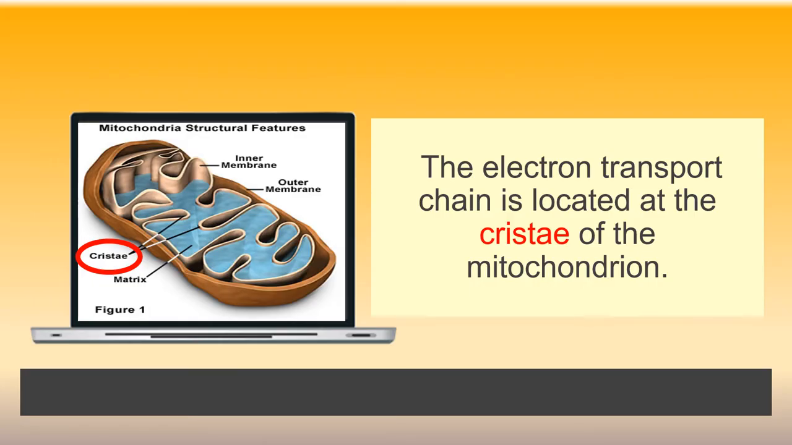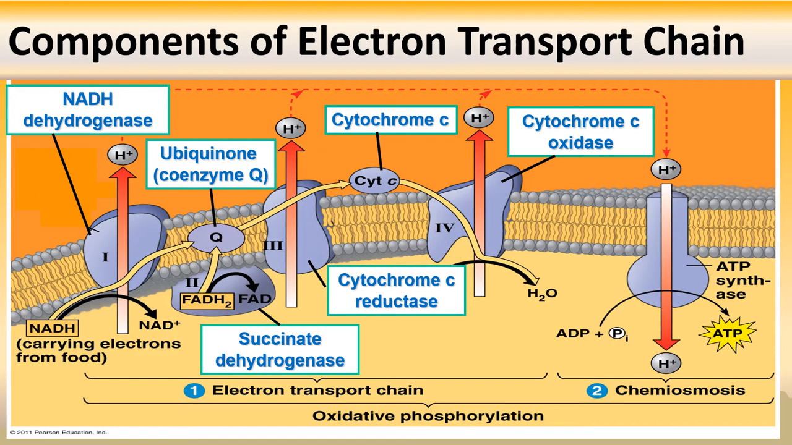Mitochondria is a double membrane organelle. The inner membrane of the mitochondria is folded to form cristae. The electron transport chain is located at the cristae of the mitochondrion. The electron transport chain has a series of electron carrier molecules as its components. The molecules are NADH dehydrogenase, ubiquinone or coenzyme Q, succinate dehydrogenase, cytochrome C reductase, cytochrome C, and cytochrome C oxidase.